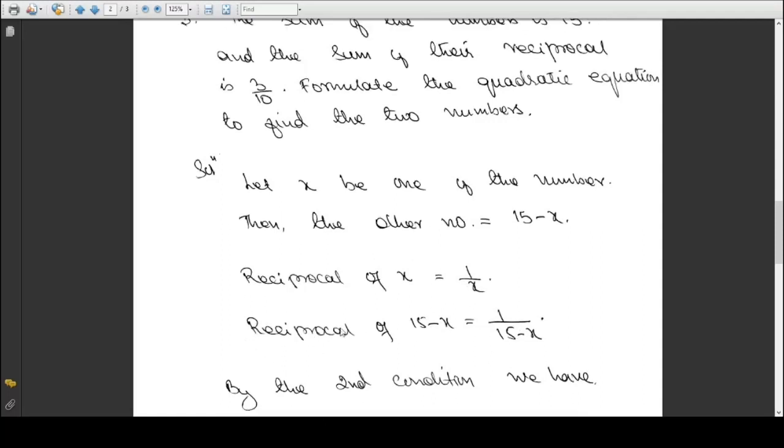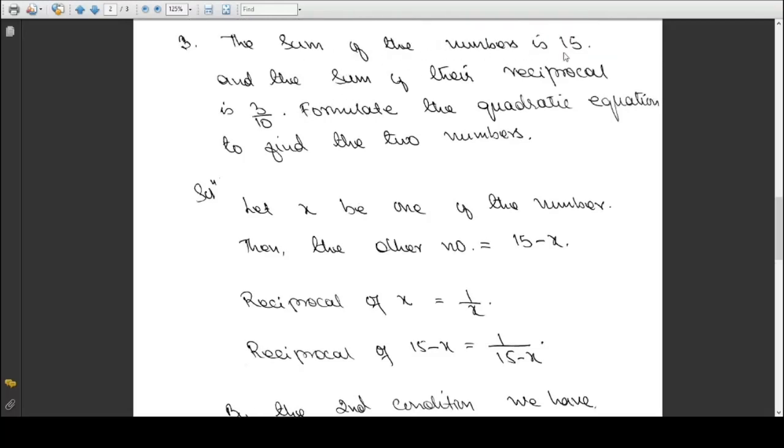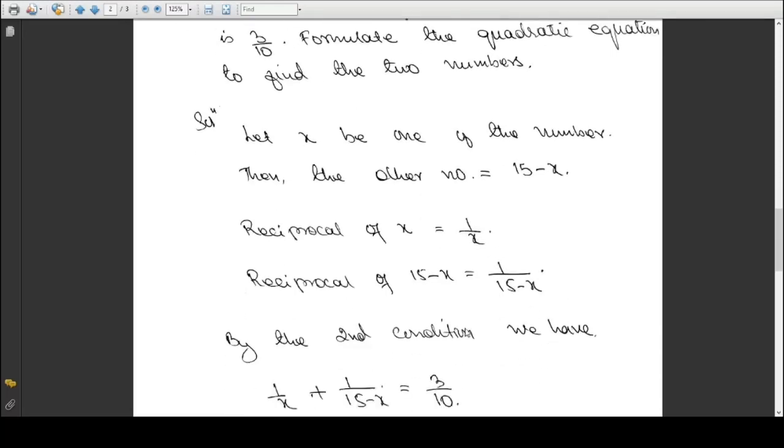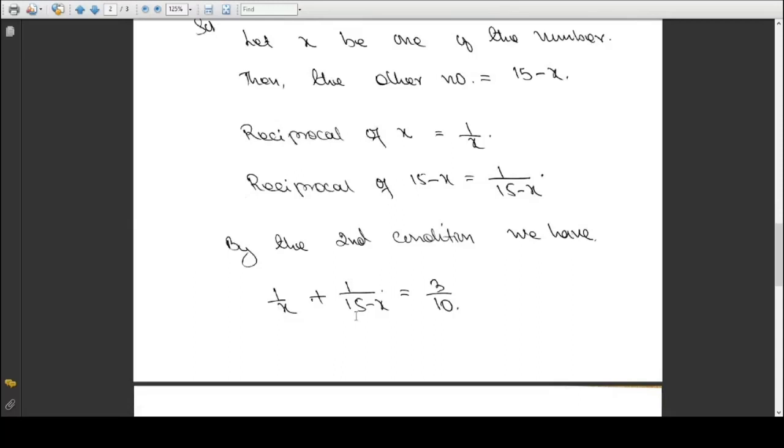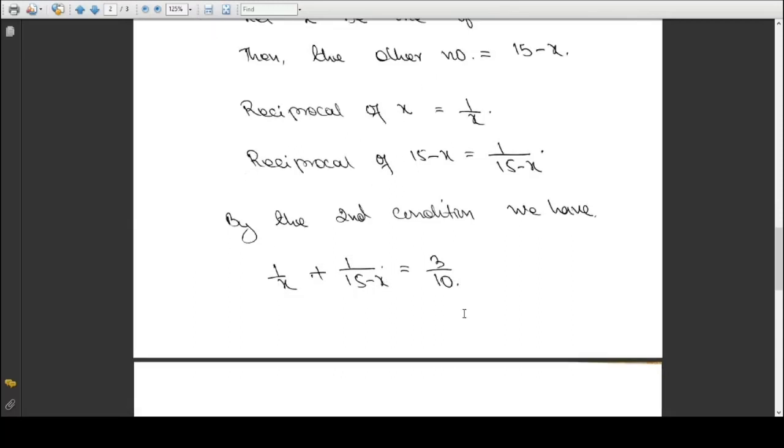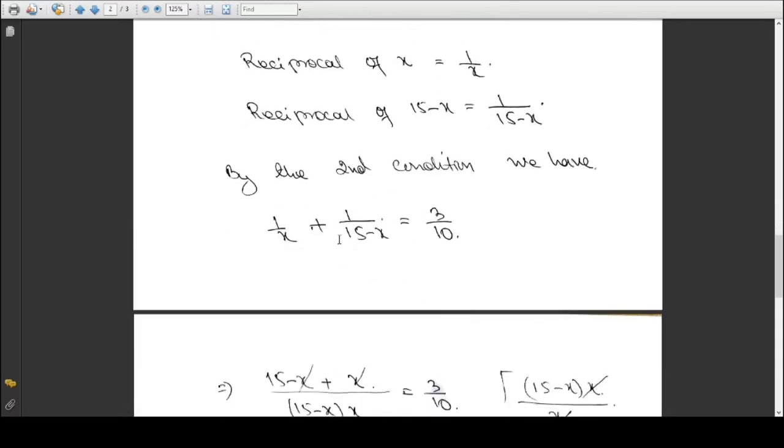Now the second condition, what does it say? The first condition is the sum of 15, and we have found the other number from there, 15 minus x. The second condition says that the sum of their reciprocals is 3 by 10. The sum of the reciprocal of this one and the reciprocal of this one is 3 by 10. 1 by x plus 1 by 15 minus x equals 3 by 10. This is the second condition.